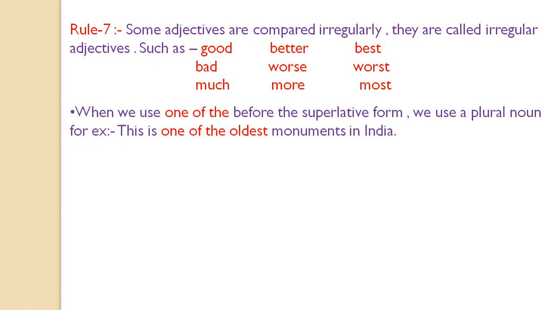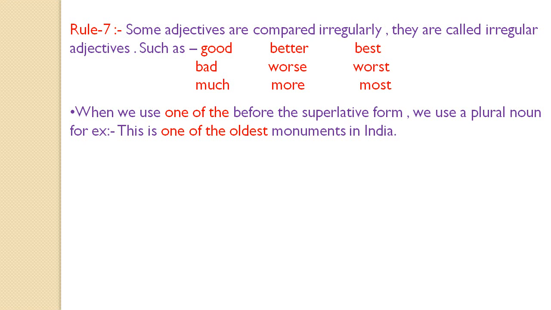Next rule, when we use one of the before the superlative form, we use a plural noun. For example, this is one of the oldest monuments. If you see, I have used the word monuments here. This is a noun and I have used it in plural.